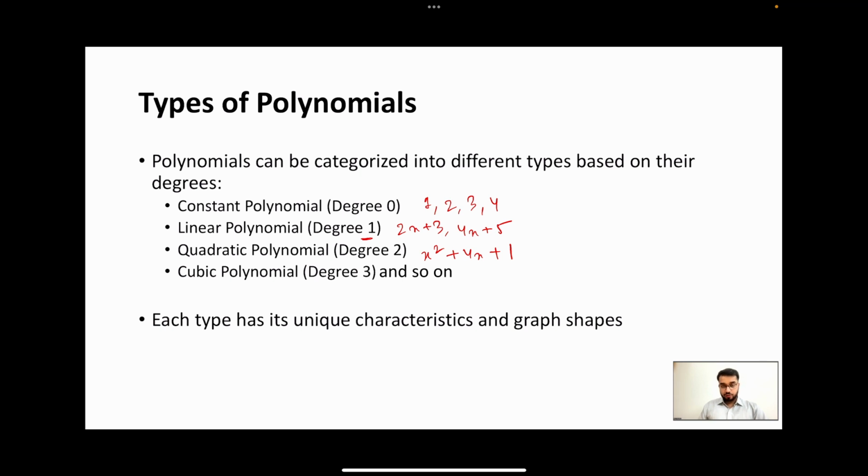Now, a cubic polynomial has a degree of 3, for example, 3x³ + 2x² + x + 3. Each of these polynomials has a unique characteristic and a different graph shape. We will see that in the later parts of the chapter.